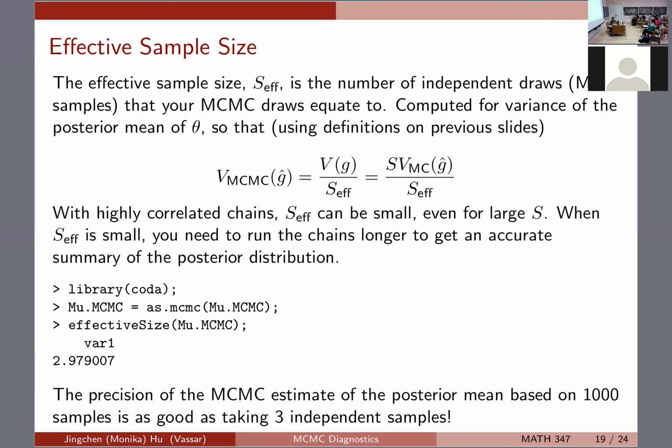But the general idea is, I think in order to come up with a good measure of the effective sample size, you do need to take care of the autocorrelation. But I think definitely something else as well. Okay. So the general idea is that if you have highly correlated chains, even if you run it for so long, the effective sample size can be small. So if it is small, you should run it longer to get an accurate summary of the posterior distribution.